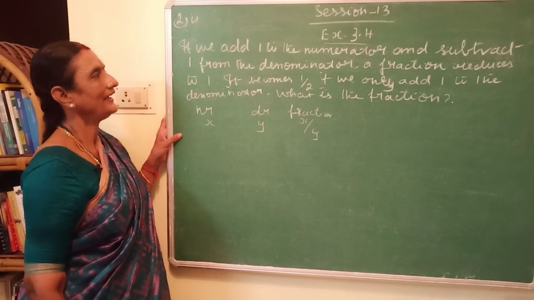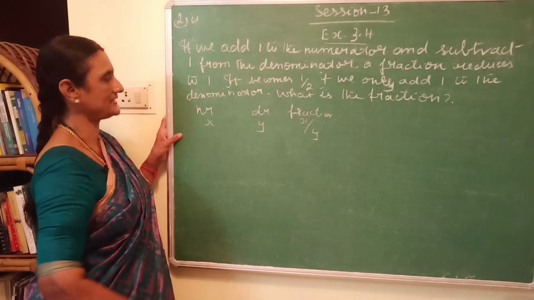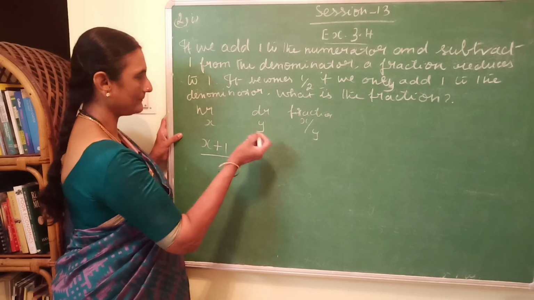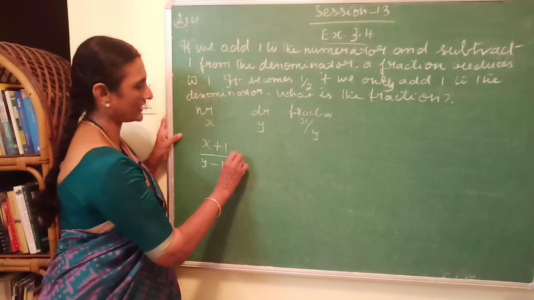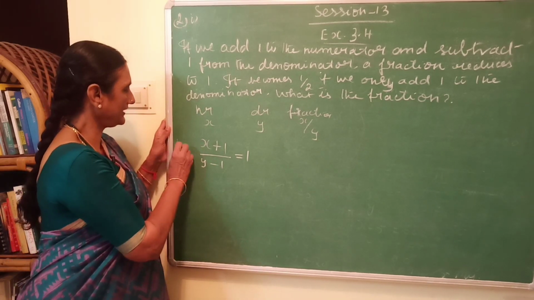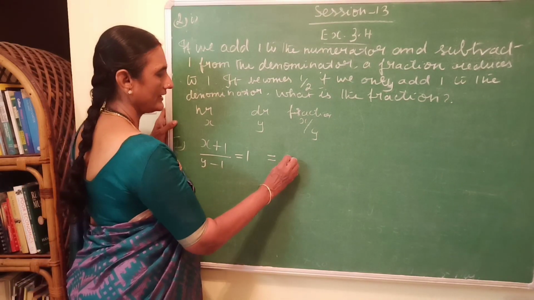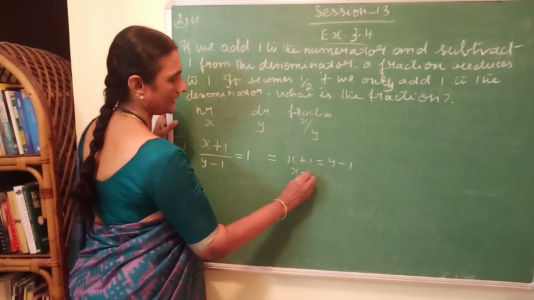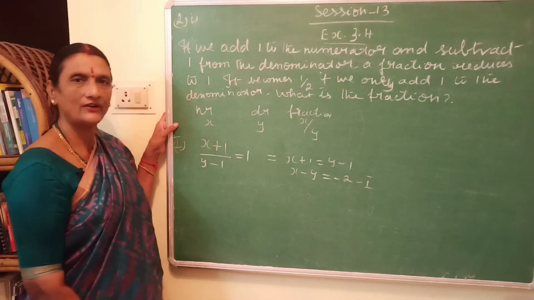Are you understanding? In the first situation, we are adding 1 to the numerator and subtracting 1 from the denominator. So what do we have? We are adding 1, so x plus 1 divided by the denominator, from which we subtract 1. The fraction becomes 1. This is situation 1. Is it clear to you? You can even mark it like that, the first situation or the first case. Now you have to do the cross multiplication. You will get x plus 1 is equal to y minus 1. So you will get x minus y is equal to minus 2. This is equation 1. Are you understanding?